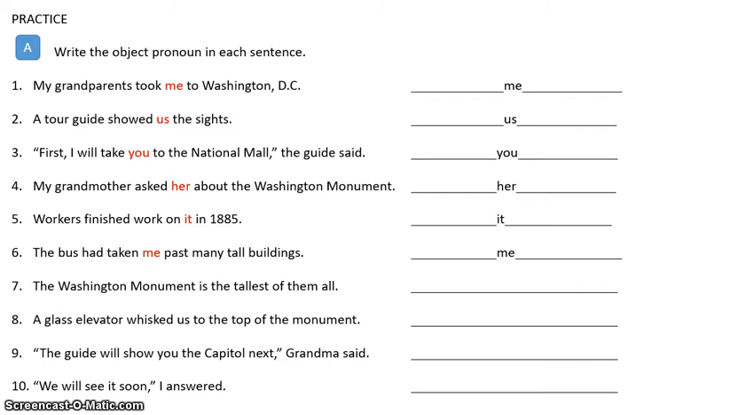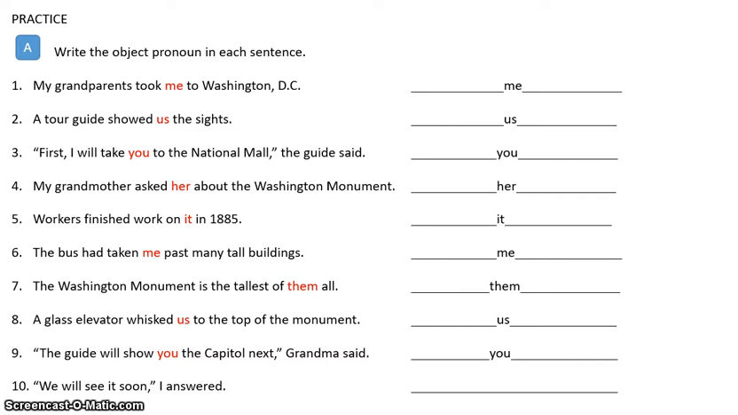Number 7. The Washington Monument is the tallest of them all. Number 8. A glass elevator whisked us to the top of the monument. Whisked who? Us. Number 9. The guide will show you the Capitol next, Grandma said. The guide will show who? You. Okay, so you in that case is going to be an object pronoun.